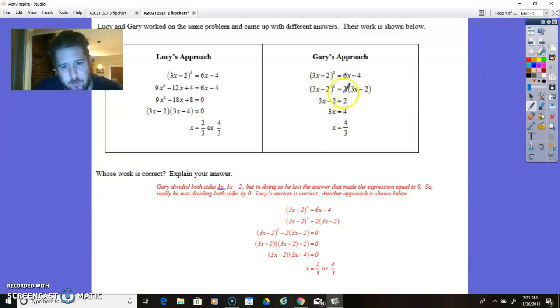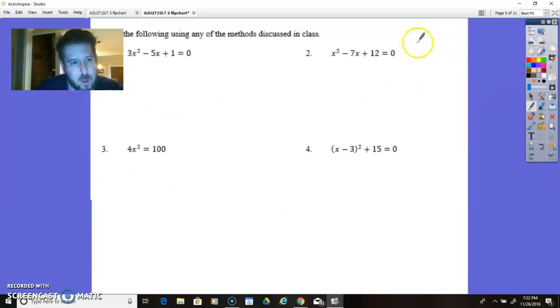Gary did his wrong because he divided both sides by 3x minus 2, which in theory would work, but as you can see down here, by dividing both sides by the same amount, you're eliminating a solution when it's equal to 0. So you're only getting one answer instead of two solutions like you should for any quadratic equation. Sometimes quadratics only have one solution, but it would have to be a perfect square, so these two factors would have to be the exact same thing. And they are not. Okay, solve the following using any of the methods discussed in class.